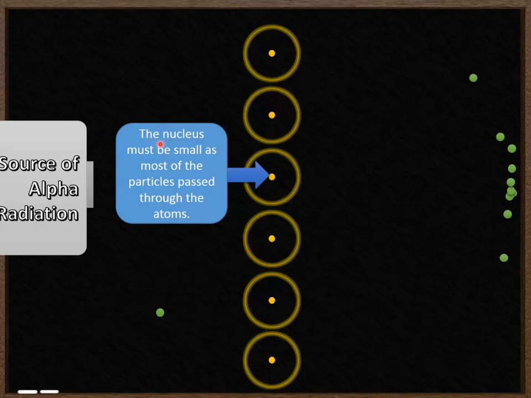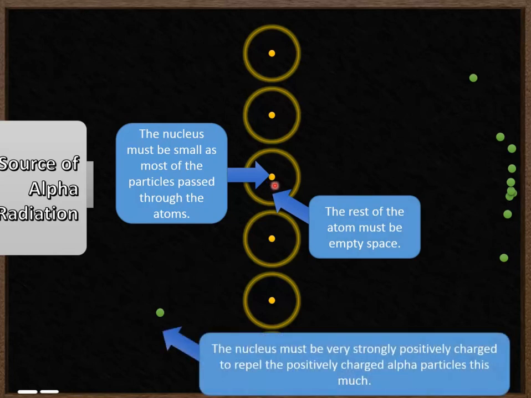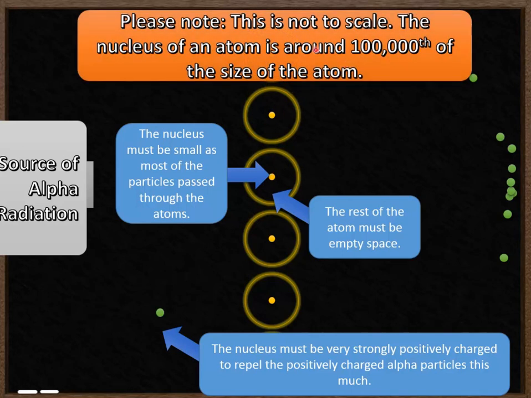This is because the nucleus is very small, so most can pass straight through. The rest of the atom is empty space, and the nucleus is also really strongly positively charged, so it's able to repel those positively charged alpha particles back towards the source. The nucleus also needs to have significantly more mass than the alpha particle, otherwise the nucleus would move and the alpha particle would stay where the nucleus was. Please note though that this isn't to scale. The nucleus of an atom is around 100,000th the size of an atom.